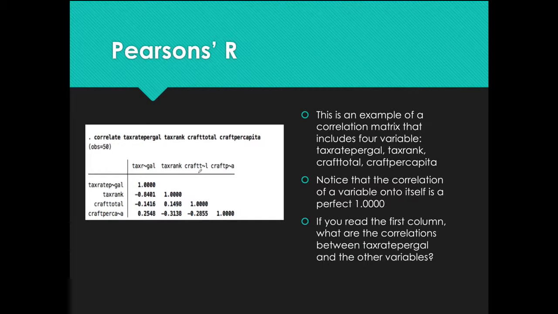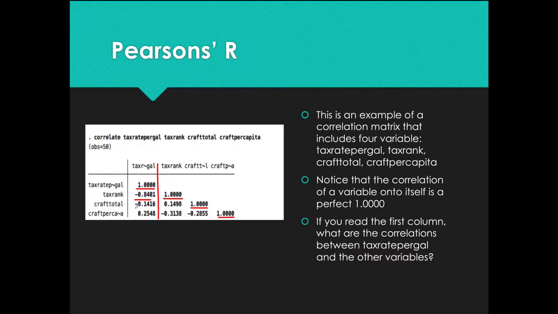In this case, we've got four variables, and what you're going to notice too is that the correlation of a variable unto itself is a perfect 1.0. This is true for all of these, and it doesn't fill in the top part of this table because it is symmetrical to this bottom part right here. So if you're going to read that first column, tax rate per gallon, let's see what the correlation is between this variable and tax rank. In this case, it's negative 0.84, which is actually a fairly strong negative relationship.